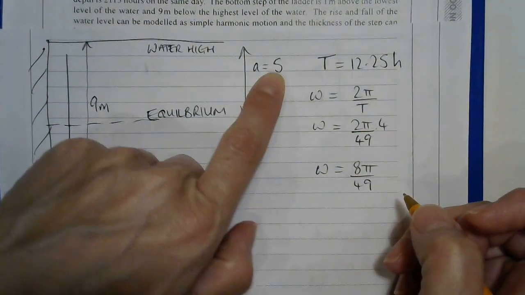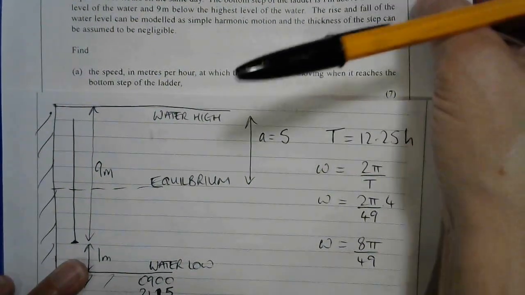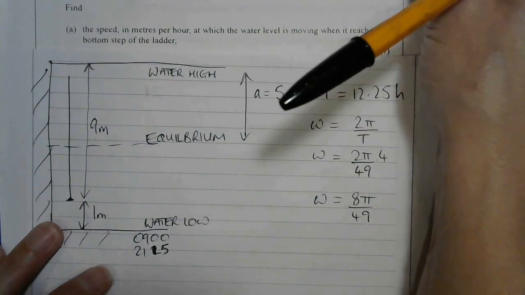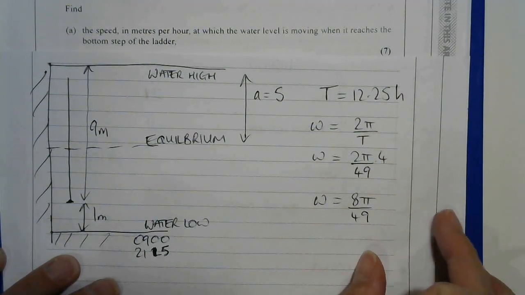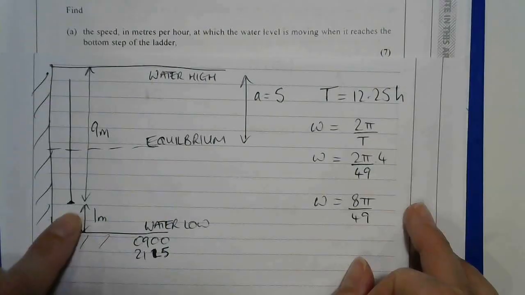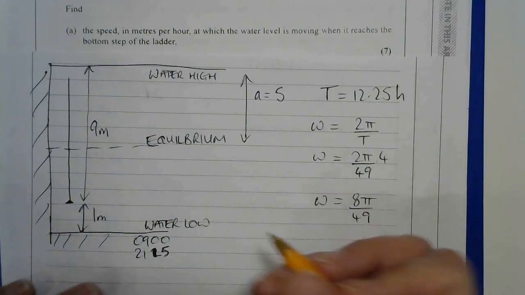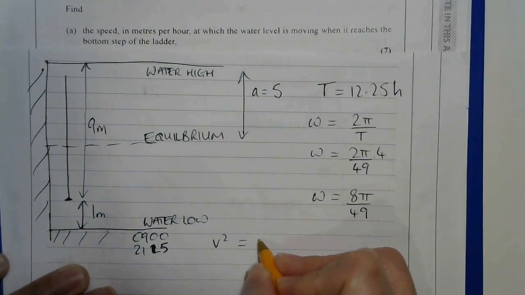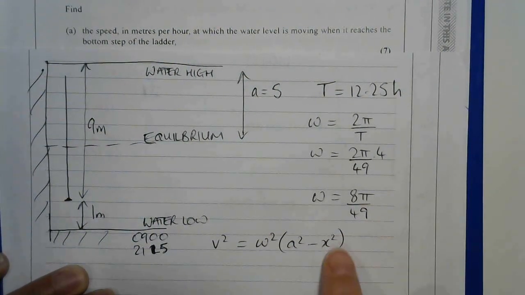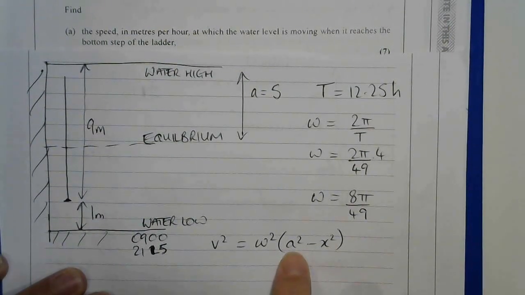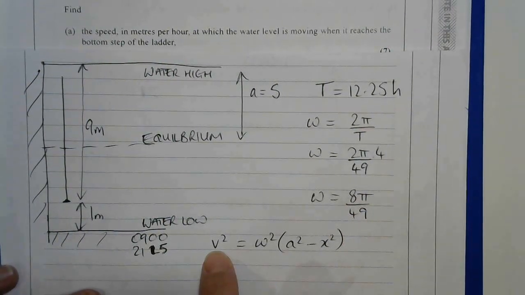Now that I've deduced A and omega from all of that information that they told me, let's try and focus on what they asked. So they said, find the speed in metres per hour at which the water level is moving when it reaches the bottom step of the ladder. Well, basically I need a link between x and v, and I've got that with the equation v squared equals omega squared, open brackets, a squared minus x squared, where x is the displacement from the equilibrium position, a is the amplitude, omega is what we found there, and v is the velocity.